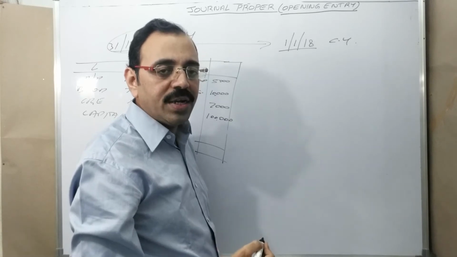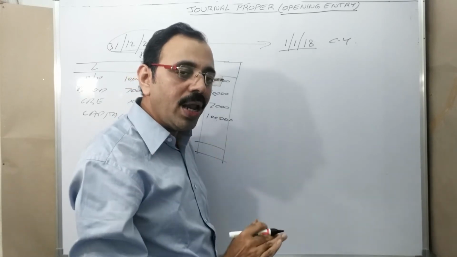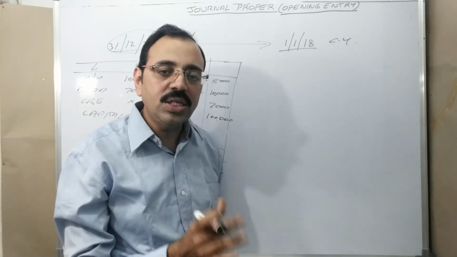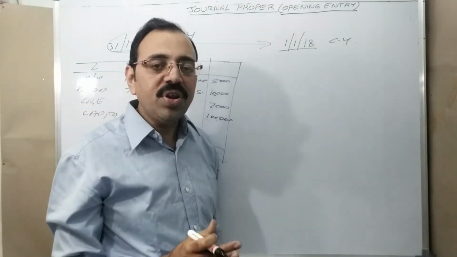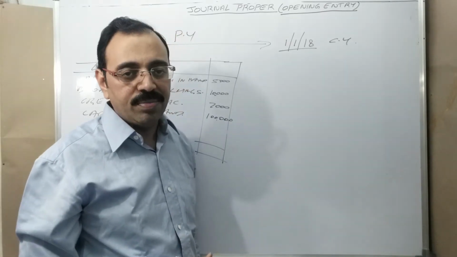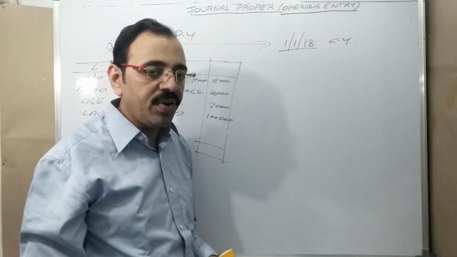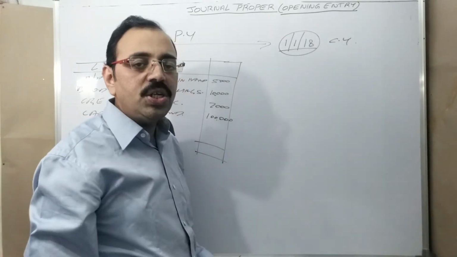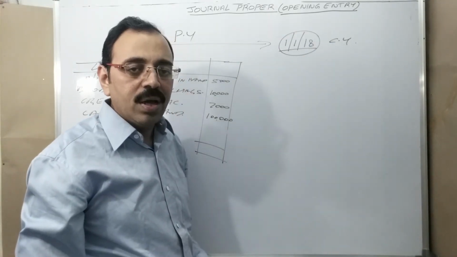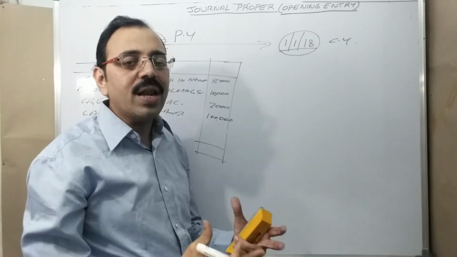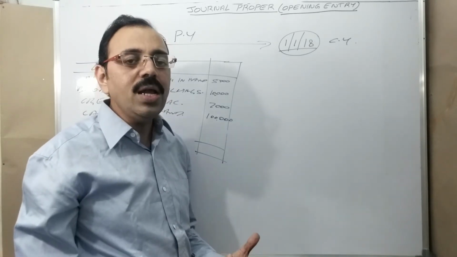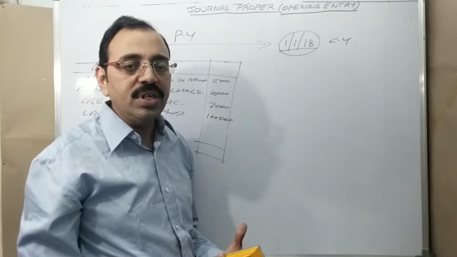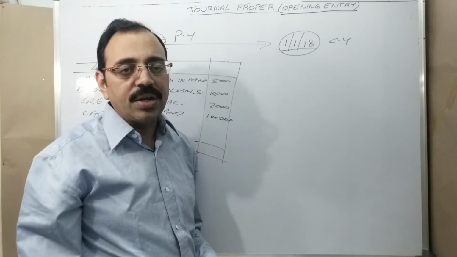On the opening date, to bring all assets and liabilities, we write one journal entry in the journal proper book. That entry is known as the opening entry. Why is it known as the opening entry? Because we are writing that entry on 1st January 2018, at the starting of the year. So it is known as the opening entry. How to write that opening entry? With one problem we will see that.